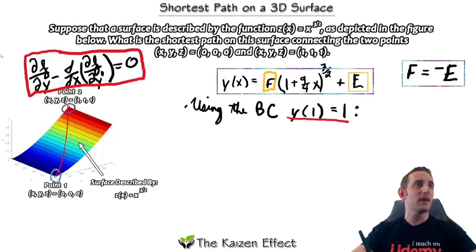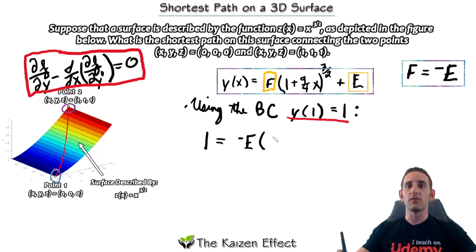I used our galaxy ink because that's super important. And that tells us that at point 2, x equals 1 and y equals 1. So we can use the boundary condition that y sub 1 is equal to 1. Let's do that right now. So first thing we want to do, we want to plug this guy straight in. f is going to equal negative e, so we end up with y sub 1, which is equal to 1, is equal to negative e times 1 plus 9 over 4 quantity to the 3/2 plus e.